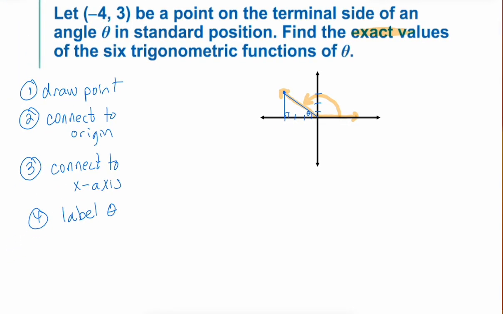The fifth thing we're going to do is label our sides. We're going to label those sides with the values, the opposite, adjacent, and all that stuff. Okay, so those are the 5 steps we're going to take. We now need to do step 5. So how do we do step 5?